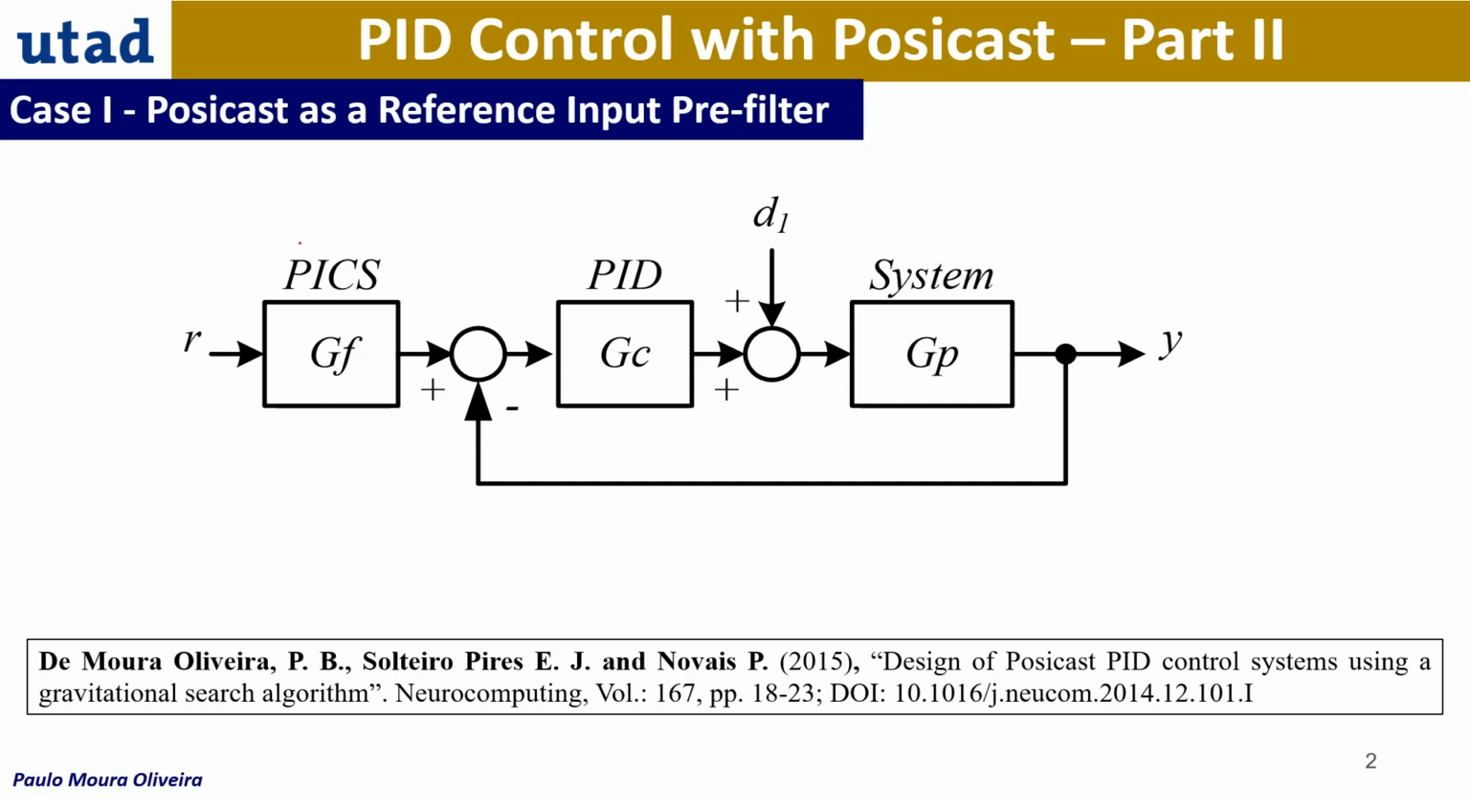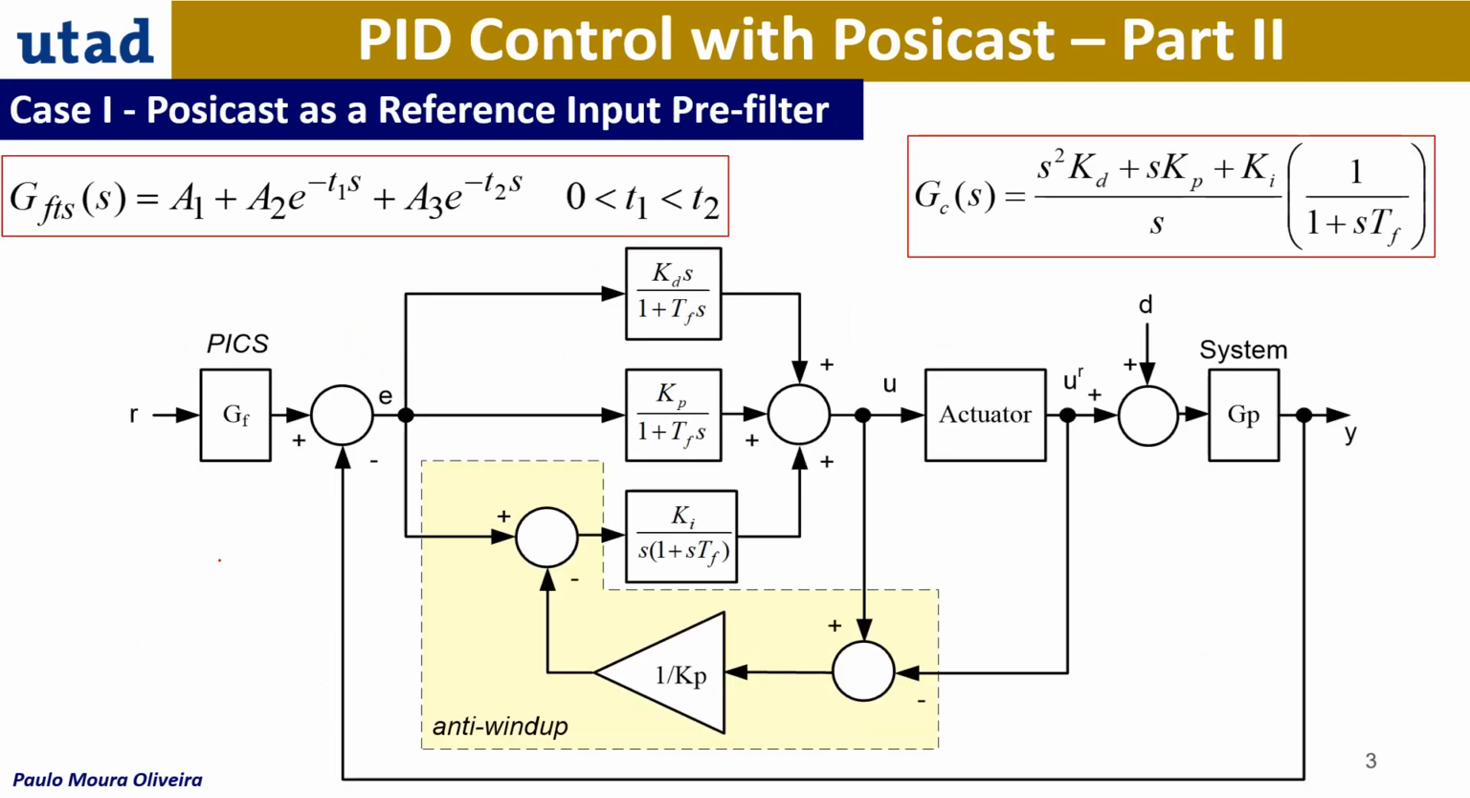In this video, we are going to use the Posicast control as a pre-filter, as you can see here. So this is the Posicast input control shaping. Okay, so this was reported in this paper that is referenced here. We can use the pre-filter using half cycle or 3 steps Posicast as it is expressed here for the 3 steps, and the PID controller can be this one with a filter in series. This uses an anti-windup technique as it was described in previous videos.